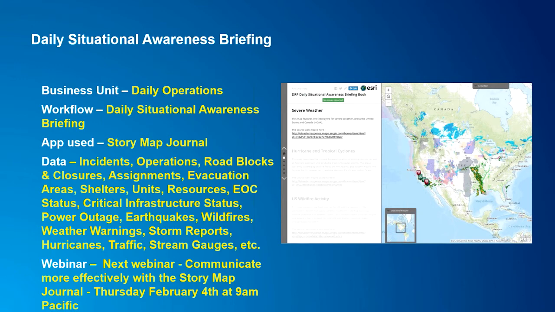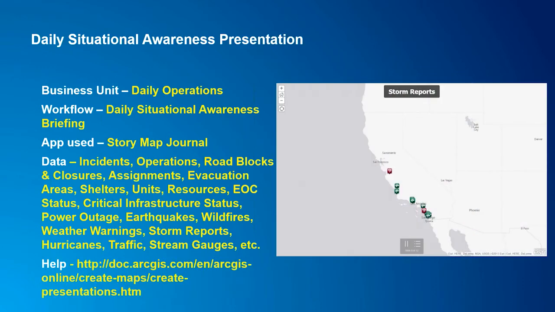And we'll get into more details on this specific application in our webinar next month, on communicating more effectively with the story map journal, both for daily operations as we're showing here, but also as the overview of hazards that we talked about before. Those are two great examples of using the story map journal to get that information out. So again, this is probably one of the most important applications that we've seen being implemented over the past years. We've observed folks responding to events, and that's really transformational for folks. So this is one of the key information products that we recommend implementing.